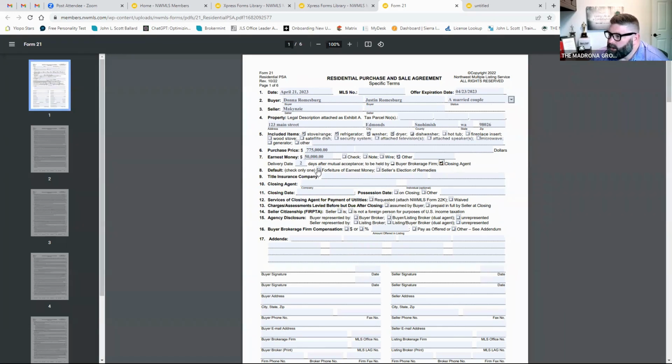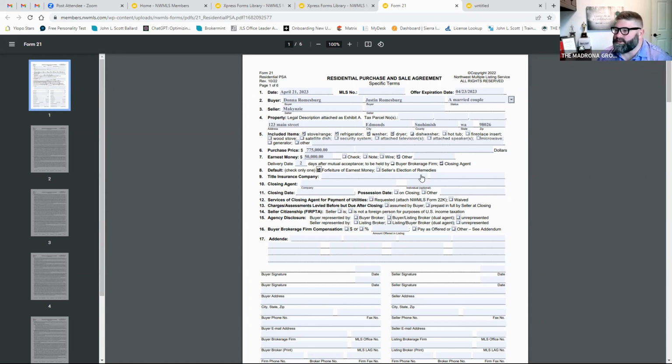Okay, so. Always check forfeiture of earnest money. I can't think of a situation where you put seller's election of remedies. And if you read through the form, the tutorial on it, it tells you that by checking this, you're opening yourself up to all sorts of stuff. They can come after you for damages.